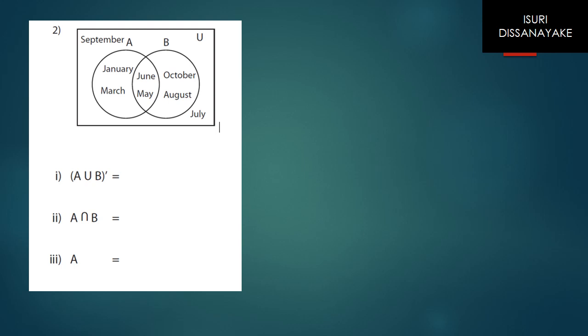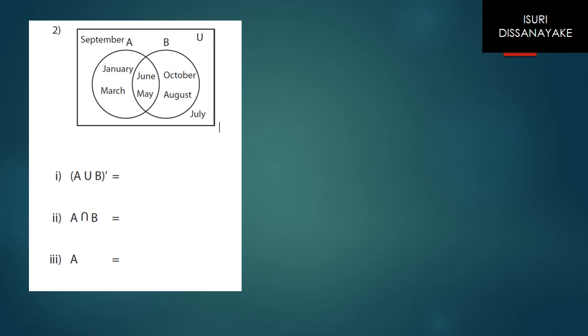You try this example and see. The universal set represents a few months. And they ask from you A union B complement, which is A union B dash. A union B means all in A or B. So that means you have to exclude the months that are in A or B. January, March, June, May, October, August are there in A or B. Excluding those months, July and September are the 2 months which are excluded from A or B.